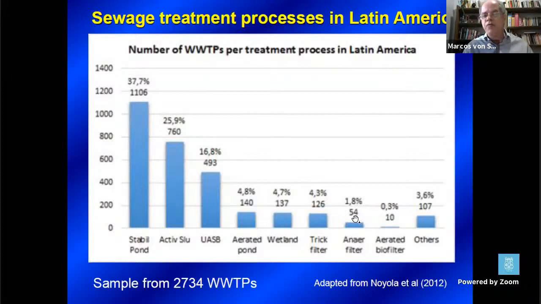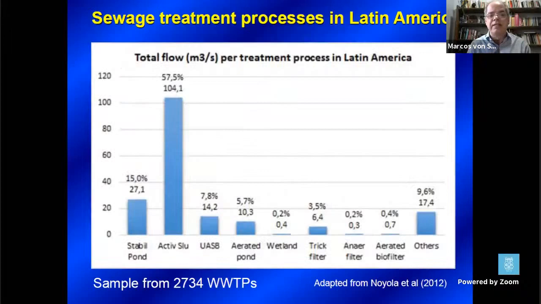Okay, if we present the same statistics, but now, instead of having number of treatment plants per process, we will have the flow in cubic meters per second, these values here, and the percentage that falls in each of these categories. So stabilization pond remain important, but activated sludge is responsible for the largest flow. Of course, because activated sludge is used in the large cities, in our capital cities, and because of that, they treat the wastewater generated by large populations, they treat a large flow. And then we have the other treatment processes.